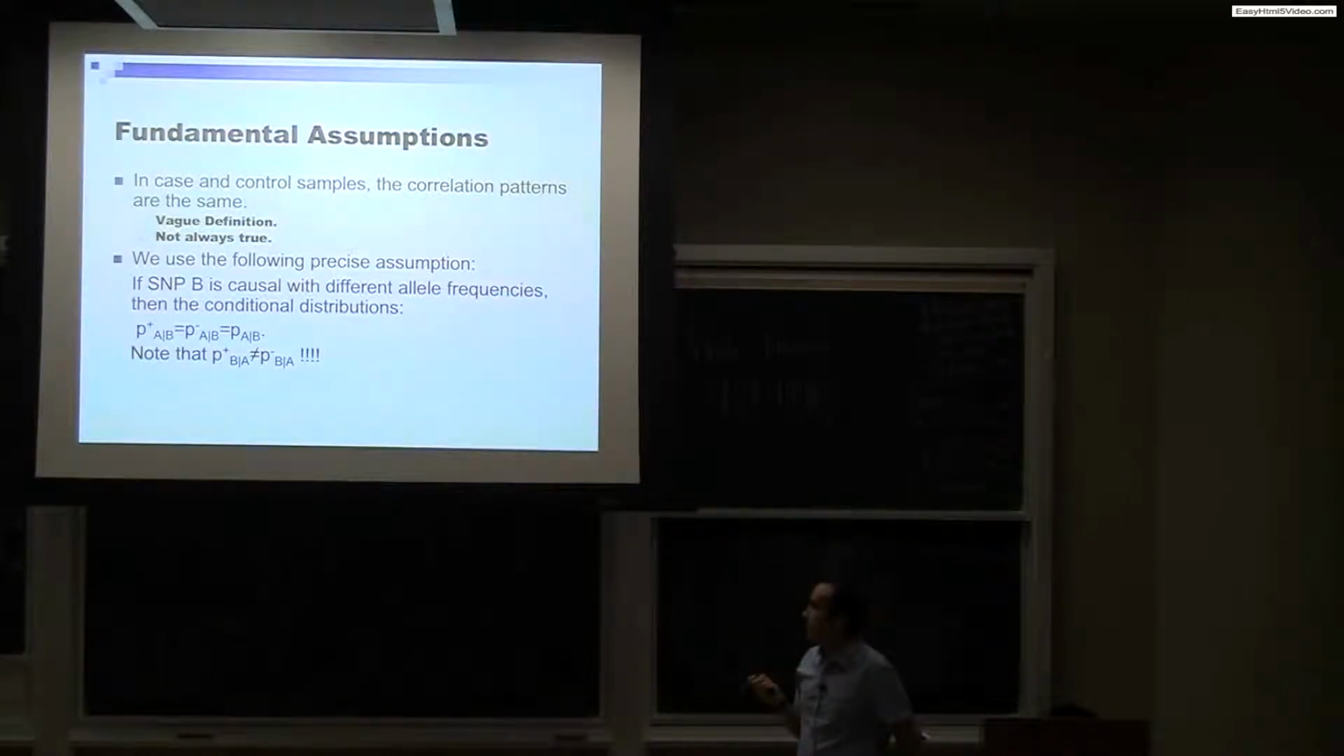But we're assuming that the correlation patterns mean that if B is the causal SNP, then the conditional probability of A given B in the cases is going to be the same as the conditional probability of A given B in the controls. And so I'm just going to denote that as the probability of A given B. That's what I'm just assuming. So I'm just assuming that the correlation patterns are the same.